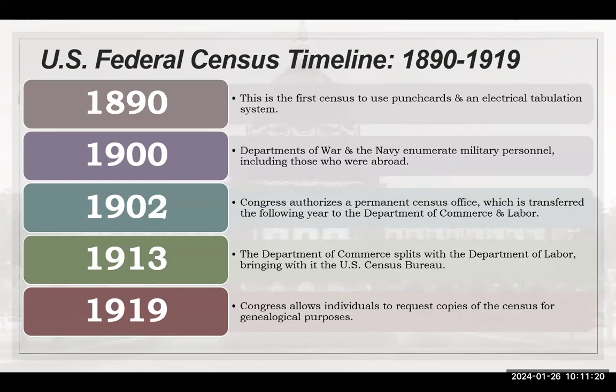In 1890, this is the first census to use punch cards and an electrical tabulation system. In 1900, Departments of War and the Navy enumerate military personnel, including those who were abroad. In 1902, Congress authorizes a permanent census office, which is transferred the following year to the Department of Commerce and Labor. In 1913, however, the Department of Commerce splits with the Department of Labor, bringing with it the U.S. Census Bureau. In 1919, Congress allows individuals to request copies of the census for genealogical purposes. And that's the first year that we see that mentioned for census records.